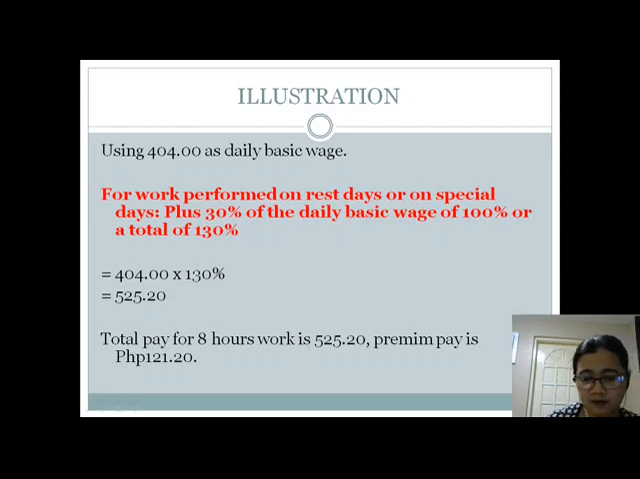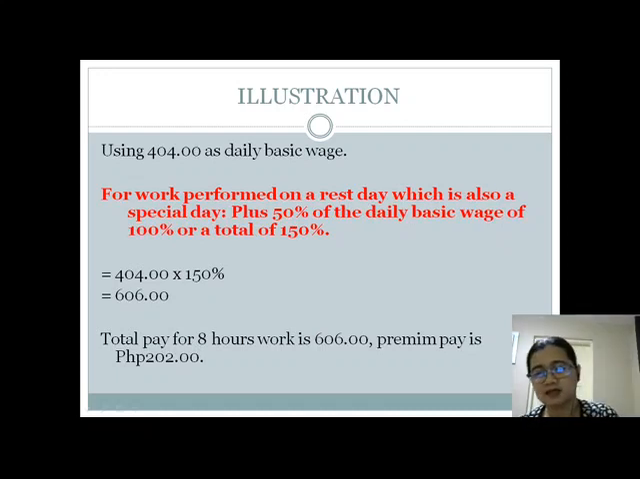Okay, so sorry for the misspelled words. Premium pay instead of premium. Your premium pay for that day is actually 121.20 for 8 hours of work, no?